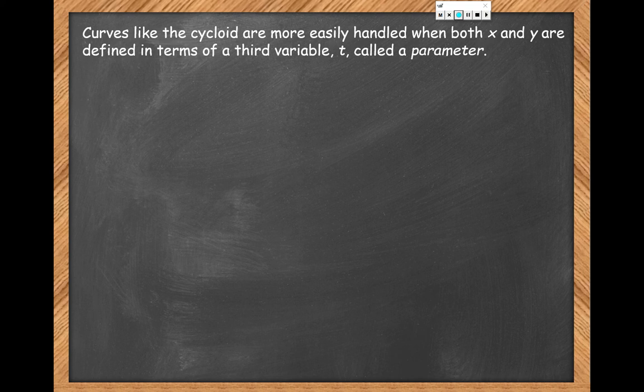Curves like the cycloid are more easily handled with both x and y defined in terms of a third variable t called the parameter. You'll often see this parameter, and I'm going to switch colors here because I didn't like how that came out.